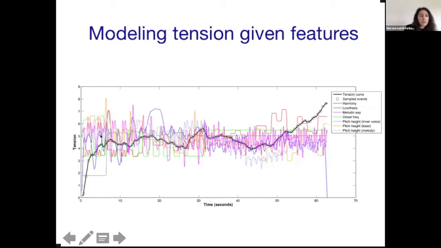What you see here is this black line in the middle is the mean continuous tension response from listeners from this experiment. And I know the legend is hard to read because it's kind of small, but the colored lines represent harmony, loudness, melodic expectation, onset frequency, and pitch height of various lines, the melody, the bass, and the inner lines.